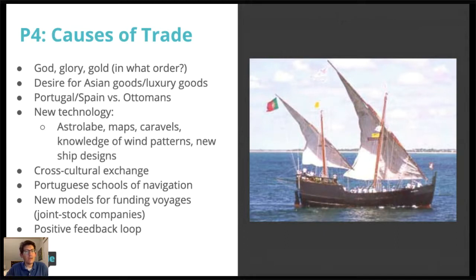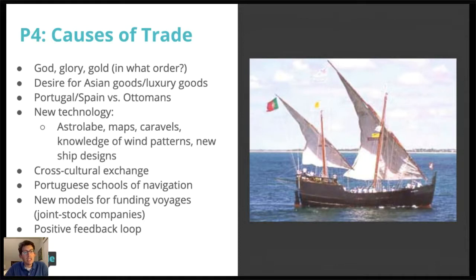And when we get around 1450, that middleman is the growing Ottoman Empire, a Muslim empire. And while the Venetians were perfectly fine trading with them, Portugal and Spain, as Catholic countries who had fought wars for hundreds of years against Muslims, didn't want to deal with them as middlemen. So they sought their own way to access those goods. So that's kind of a political conflict that leads to this.